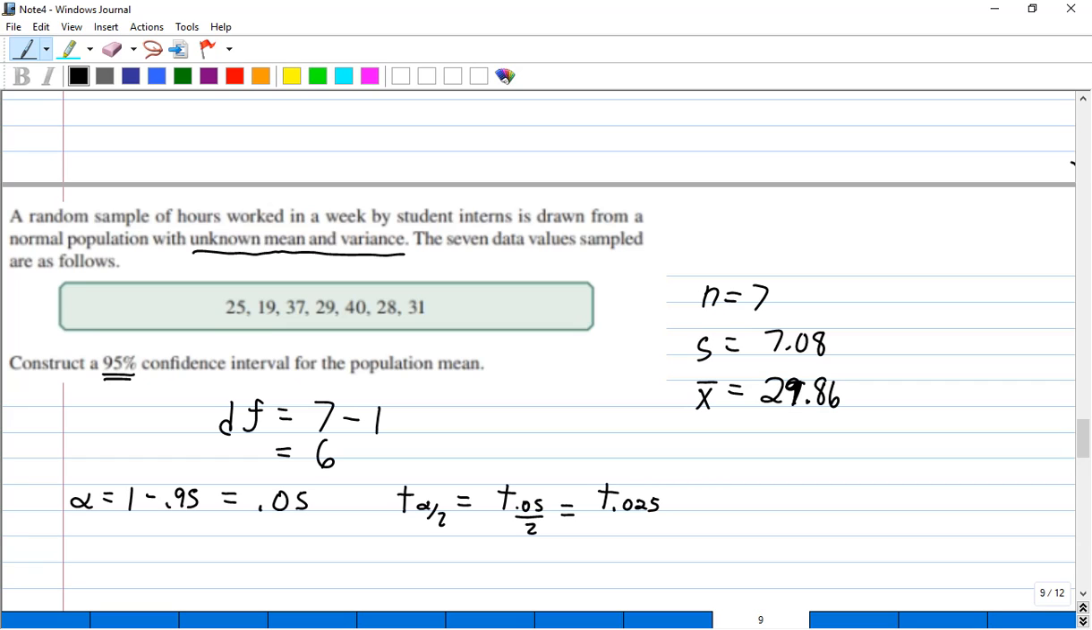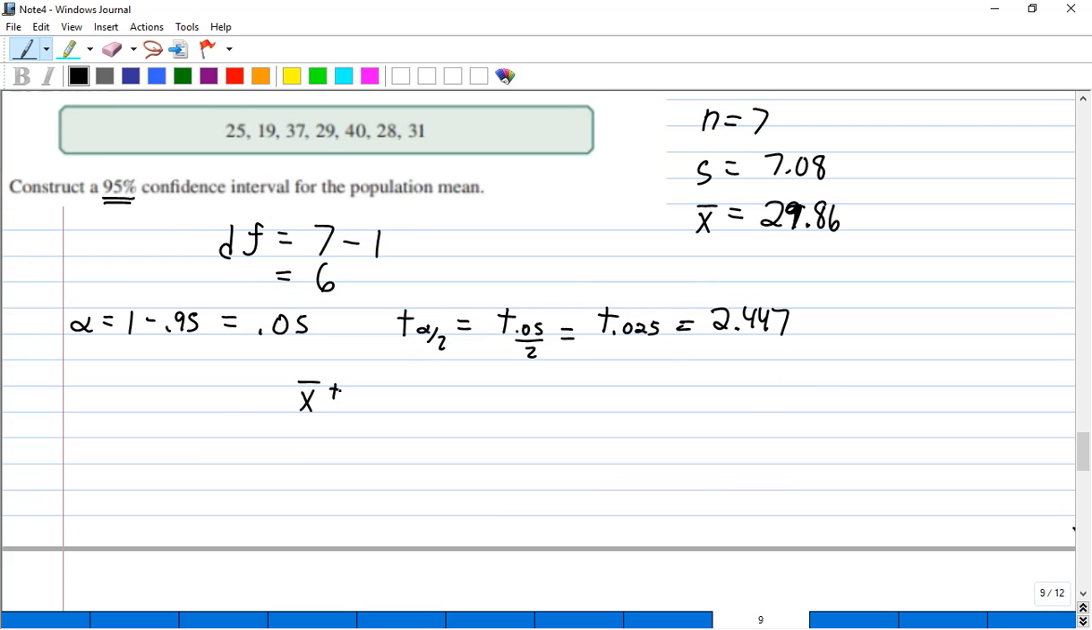Please, please, please. Ask the person behind you. Ask the person in front of you. But degrees of freedom is 6. Fourth column is the column labeled t sub 0.025. So our critical value is 2.447. All right. We have everything we need now.